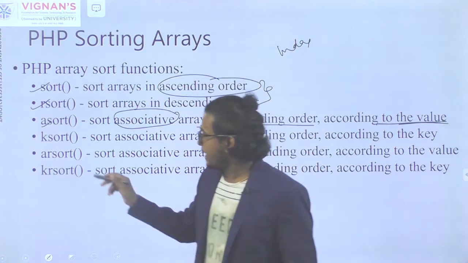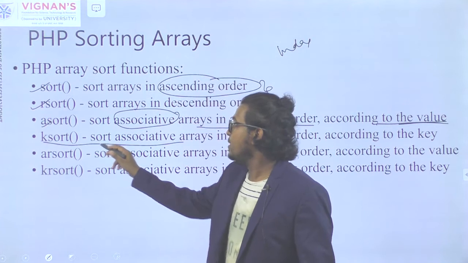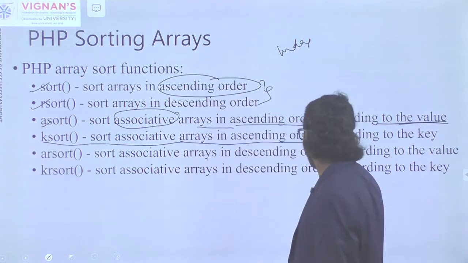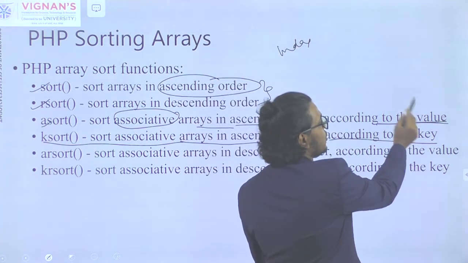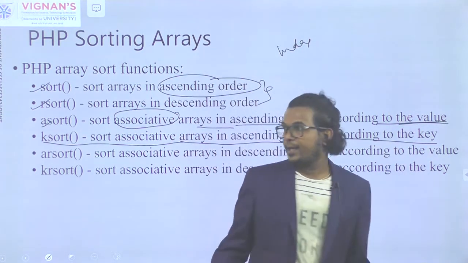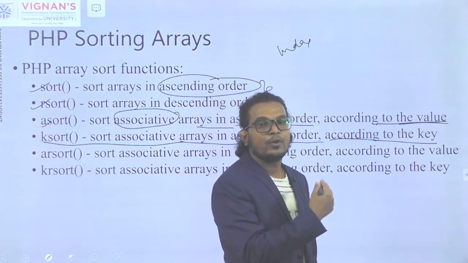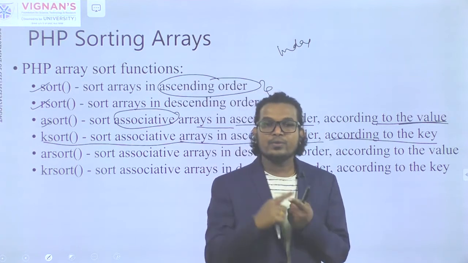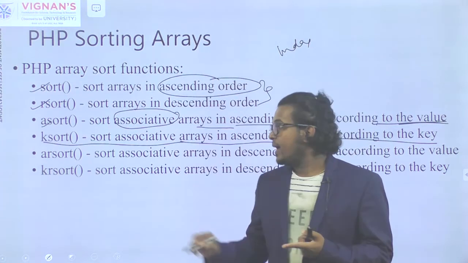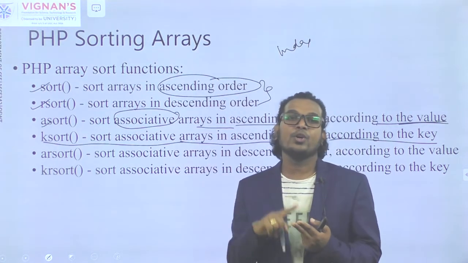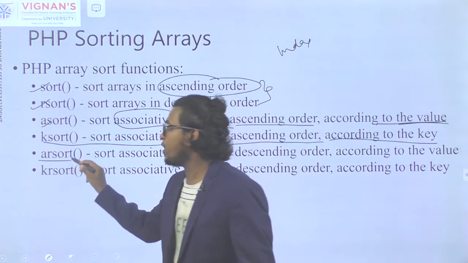Next one is ksort. ksort sorts associative arrays in ascending order according to the key. So first sorting is based on the value, and the second sorting is for the key. Both are in ascending order: first based on the value, and second based on the keys.